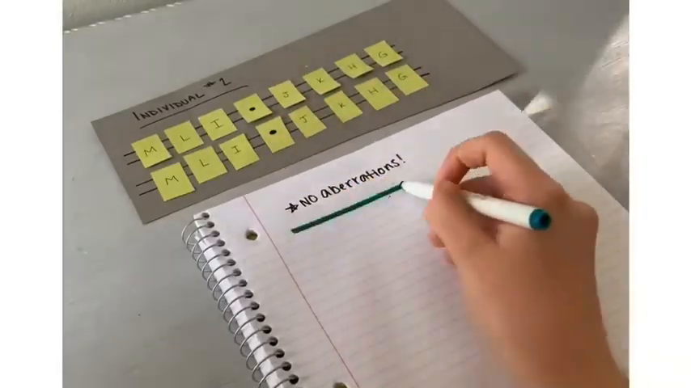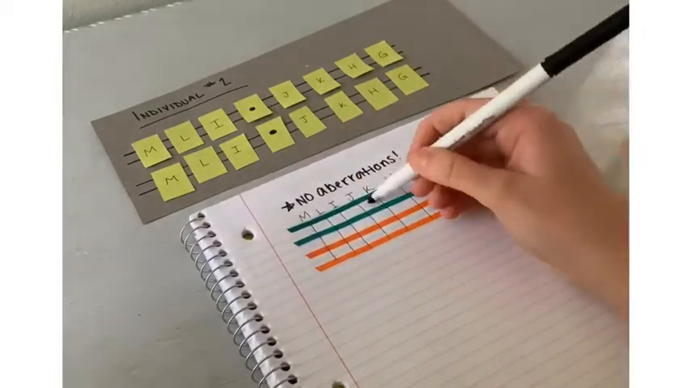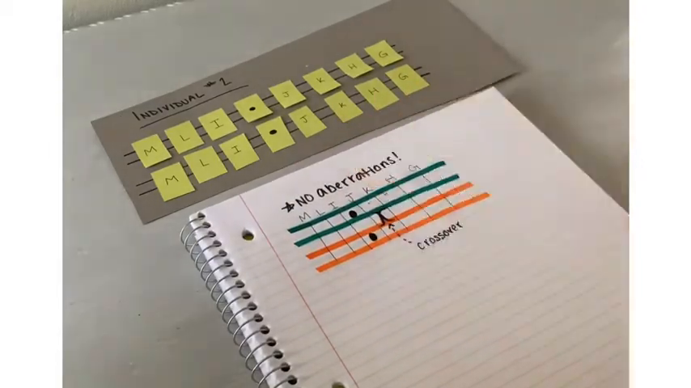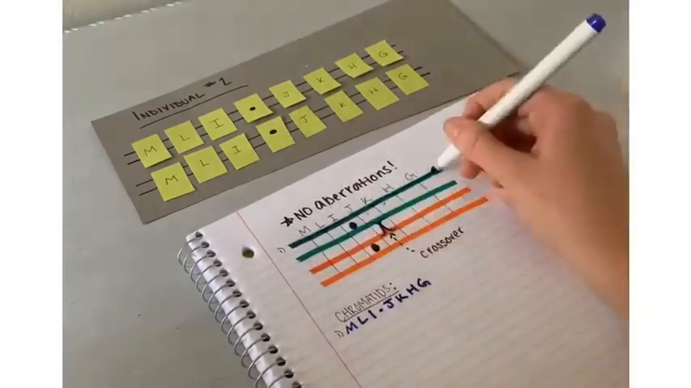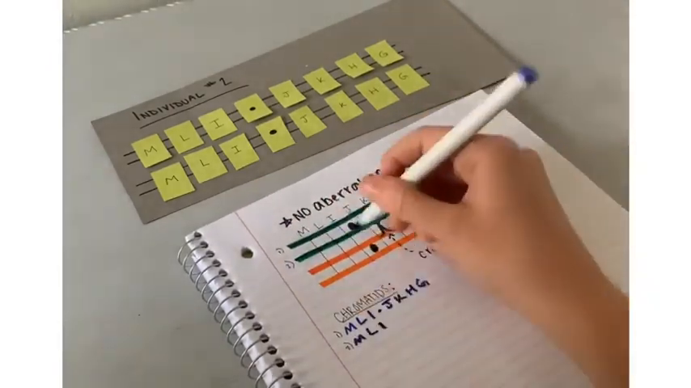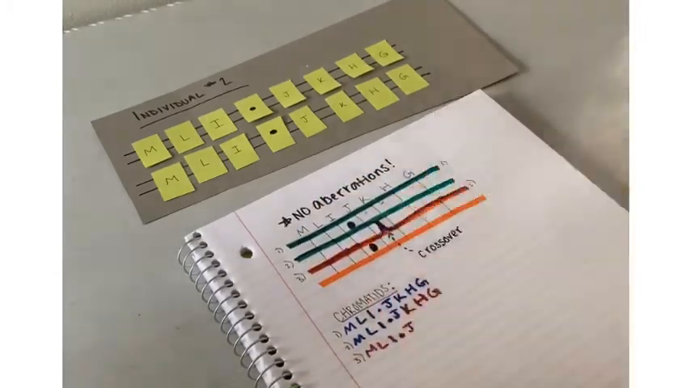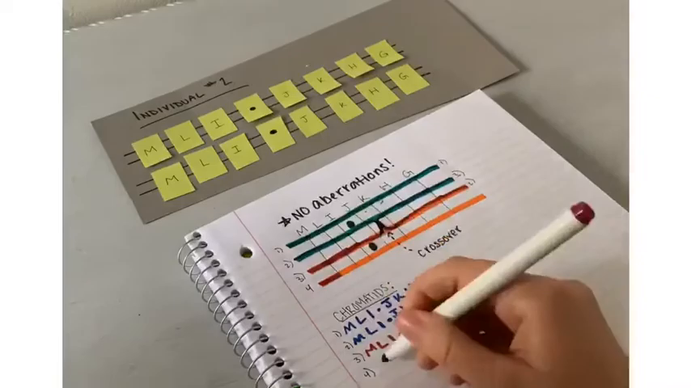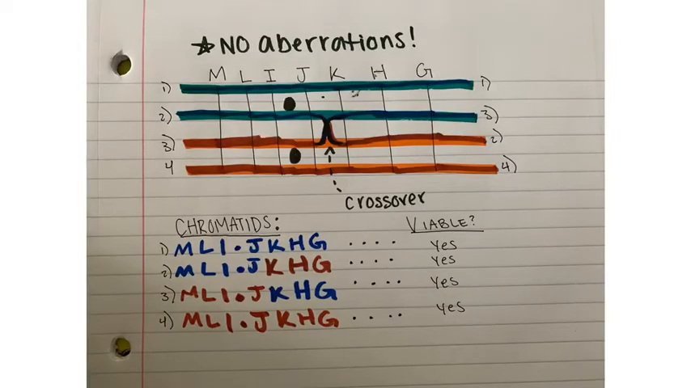Because there are no aberrations present, we can draw these chromosomes straight without any loops and they will still pair correctly. Similar to the first individual, we can predict the chromatids produced after a given crossover in the JK region. Using the previous analogy of a train following along its tracks, we can perform the same method for this situation, using the crossover as a bridge between the chromosomes. Even with a crossover event, we see that all 4 chromatids will produce viable gametes because they all contain the necessary genetic information as their parent chromosomes did.